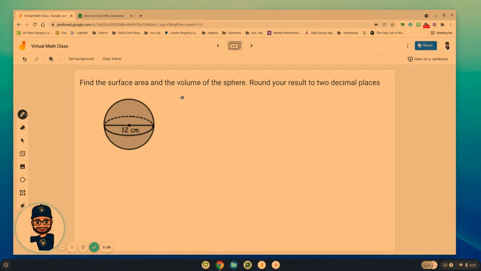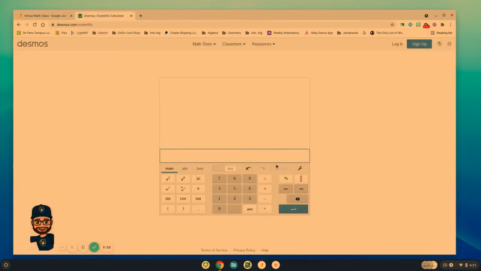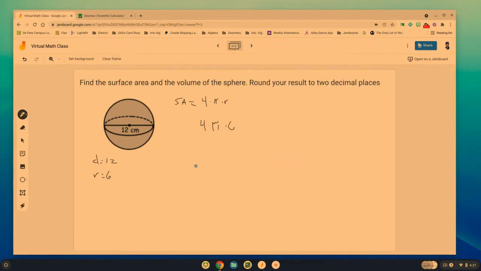Why don't you pause the video here and see what you get? All right, surface area equals 4 times pi times the radius. The radius in this one, the diameter here, because it measures all the way across, is 12. The radius is half of that, or 6. So 4 times pi times 6. 75.39, but the 8 makes the 39 become a 40. 75.40 cubic centimeters.